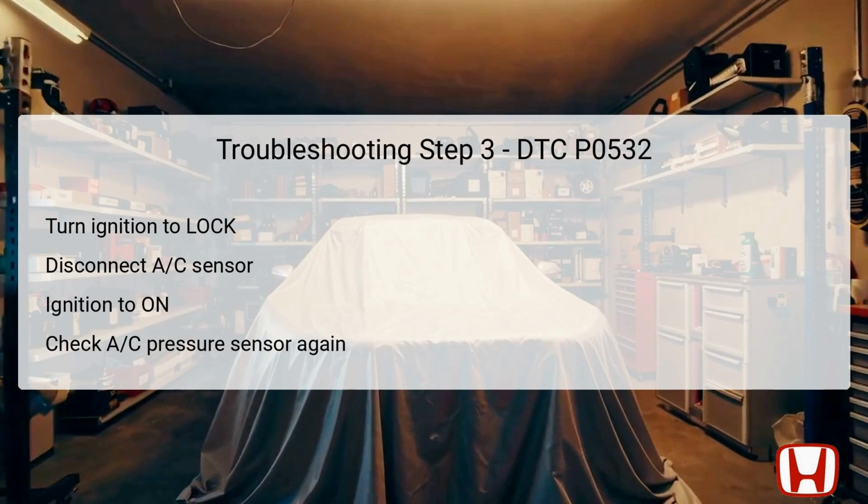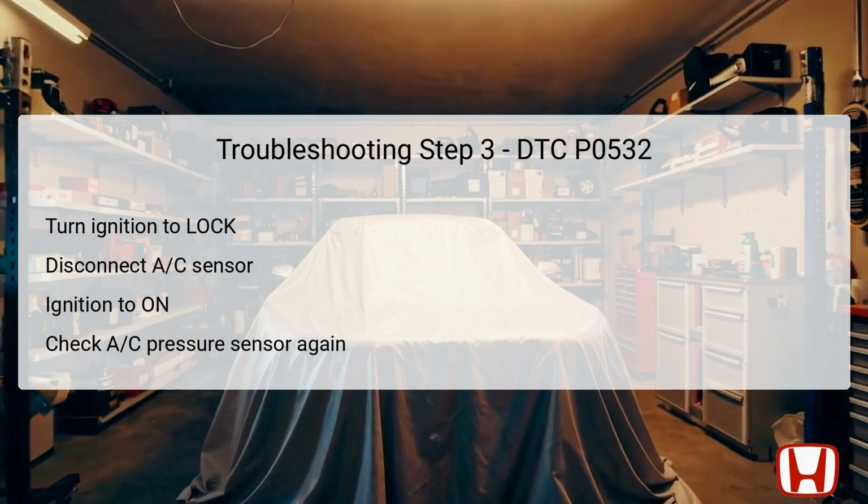Begin by turning the ignition switch to the lock position, ensuring all vehicle electronics are powered down. This step is crucial for safely disconnecting the AC pressure sensor. Proceed to disconnect the AC pressure sensor 3P connector, ensuring that the connection is not damaged during disconnection.